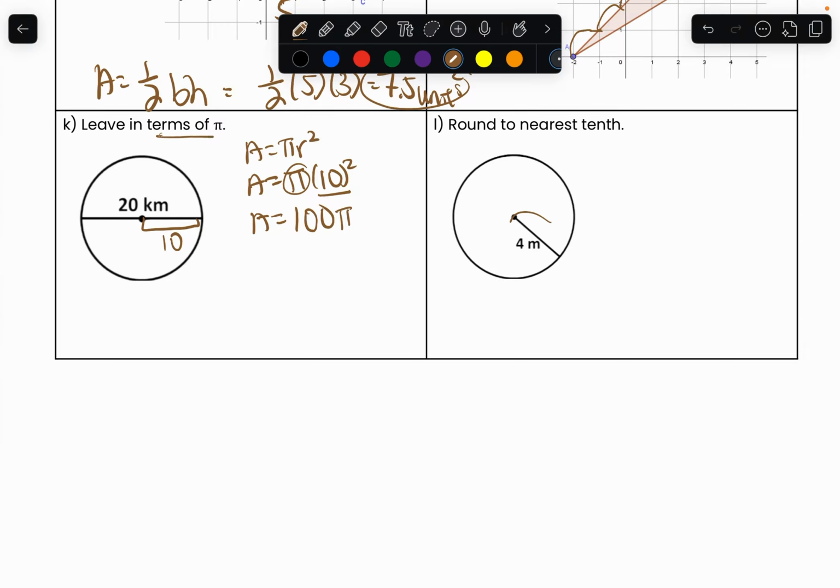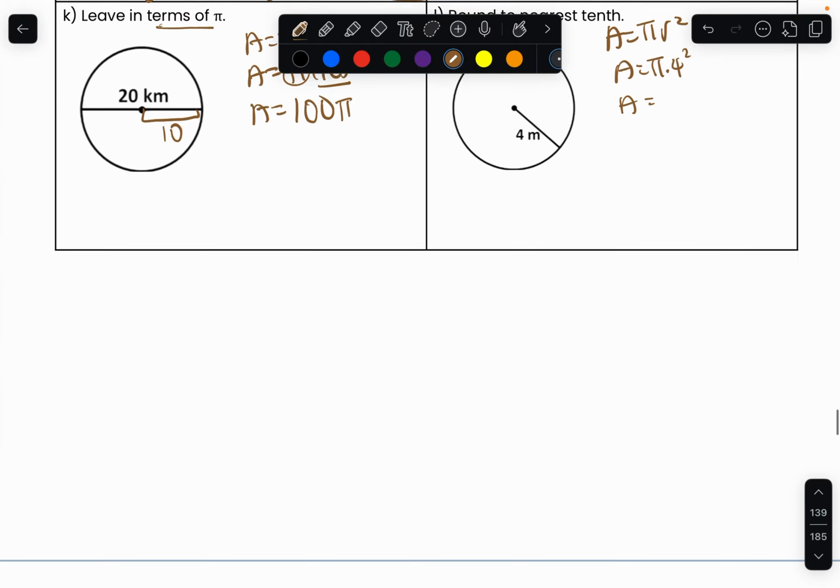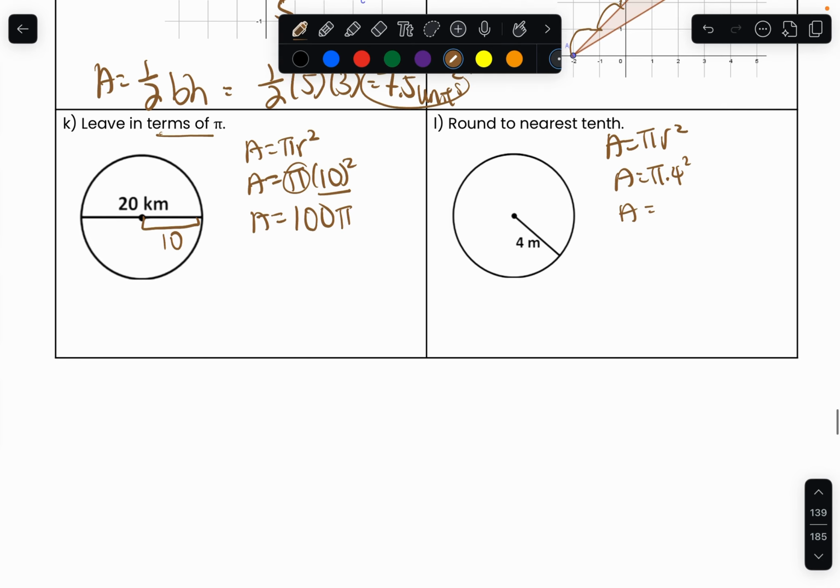A equals pi r squared. A equals pi times r squared, which is 4 times 4, or 4 squared. Now, if we go and plug this into a calculator, it'll be 16 times pi, which will give us a value of, let me see, rounding to the nearest 10th, 50.3. And that's going to be the end of this video. Please ask me if you have any questions.